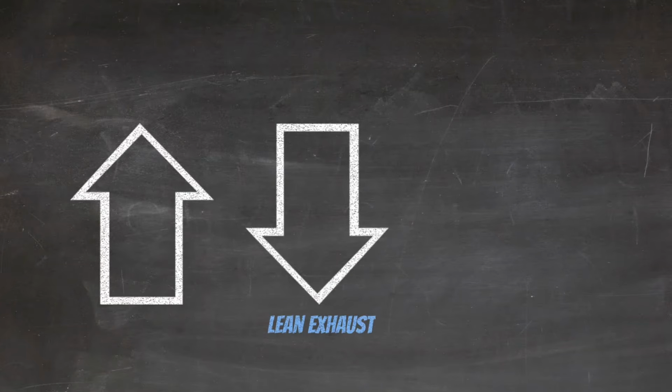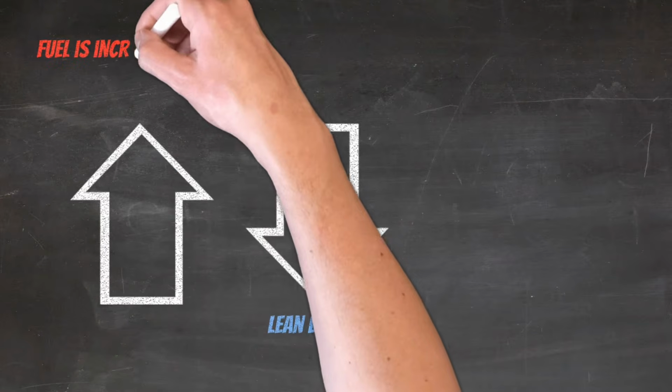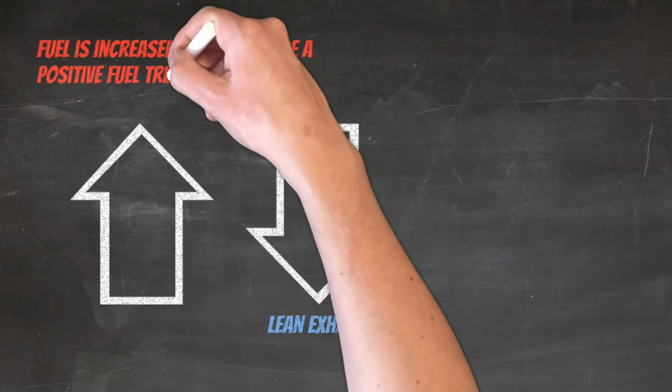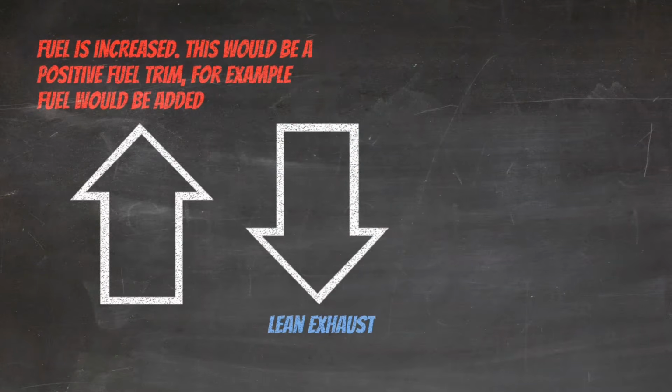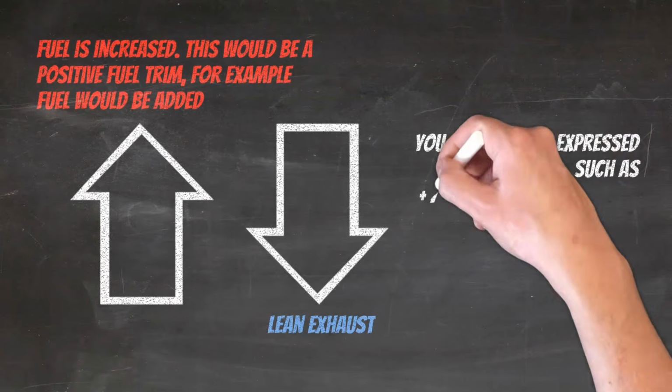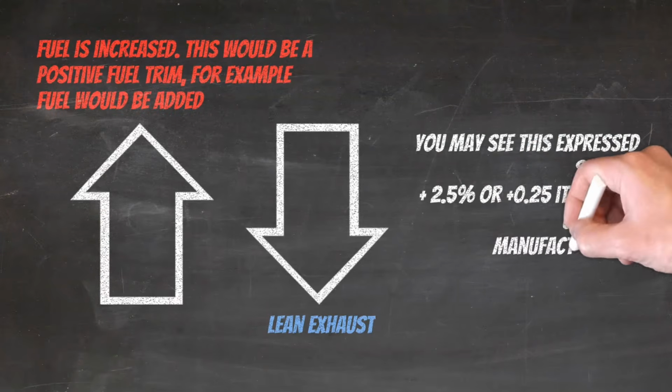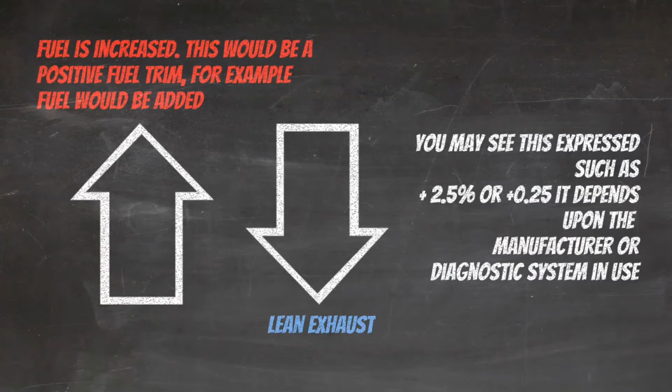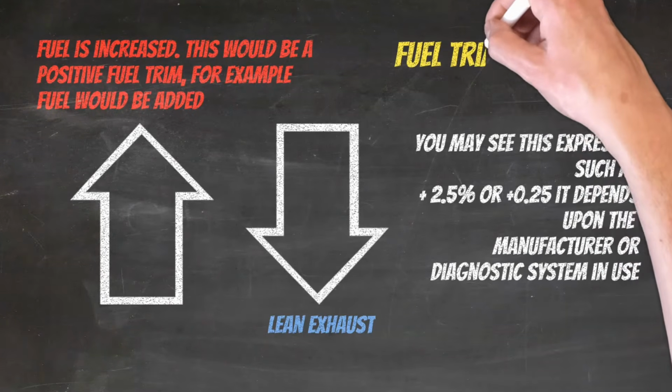So when we have a lean exhaust mix, as this car has, what the DME will try to do is increase the fuel. It'll try to put more fuel in the engine by keeping the injectors open that bit longer to bring it back up to Lambda 1. And again, you'll see that as a plus value, as I've put there, plus 2.5 or whatever.